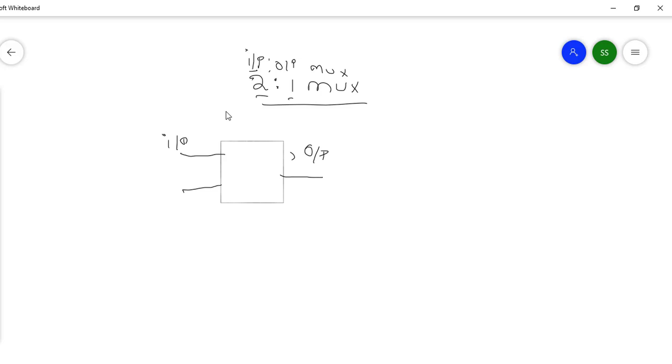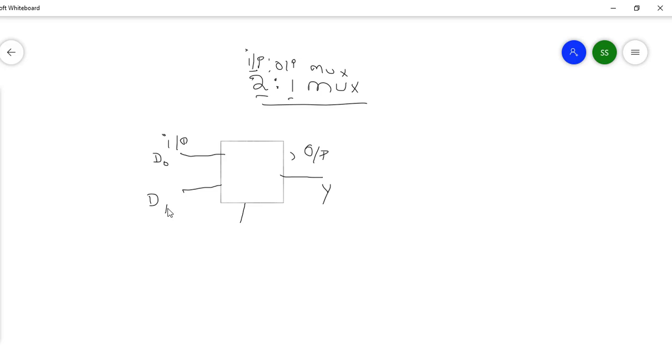The inputs I can name anything. Actually these are data inputs, so usually we call them D0, D1. You can call them X0, X1, X2, X3, like that also. The output I am calling Y. And for the 2 is to 1 mux we have to make a select line. You can choose the select line here.